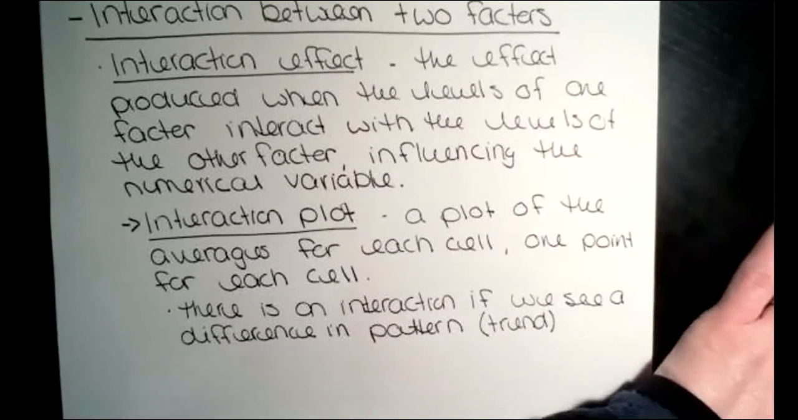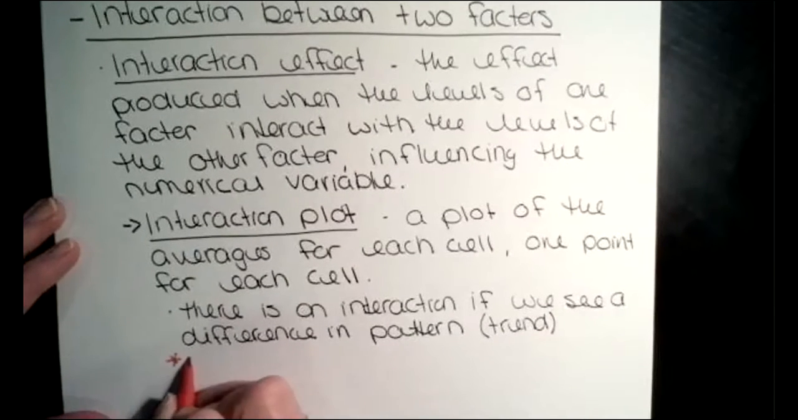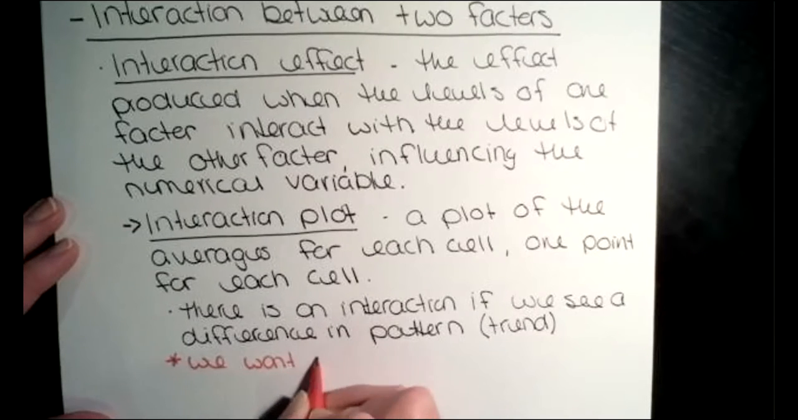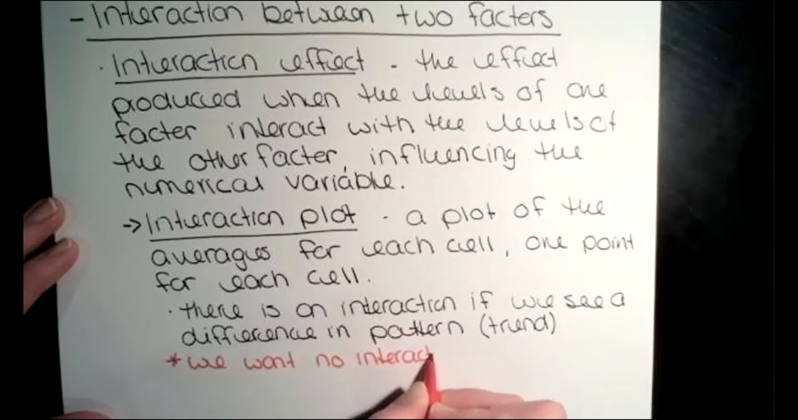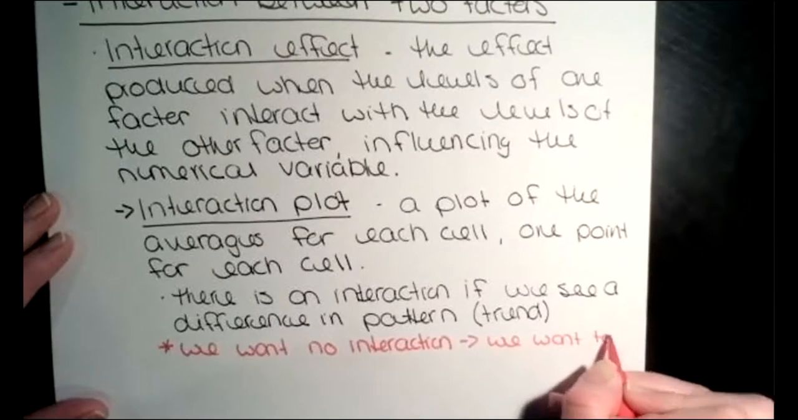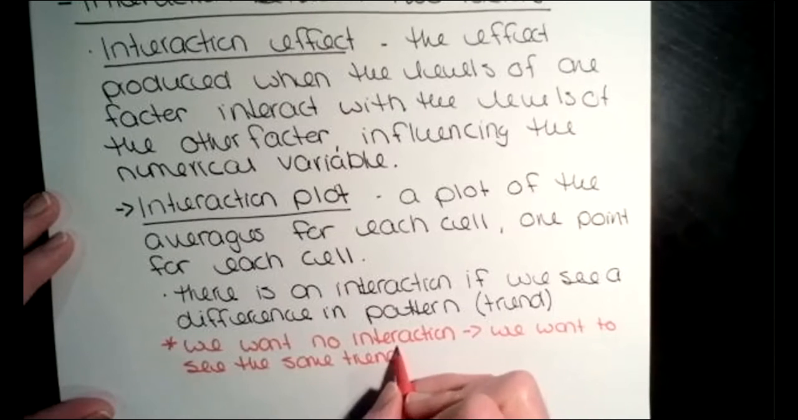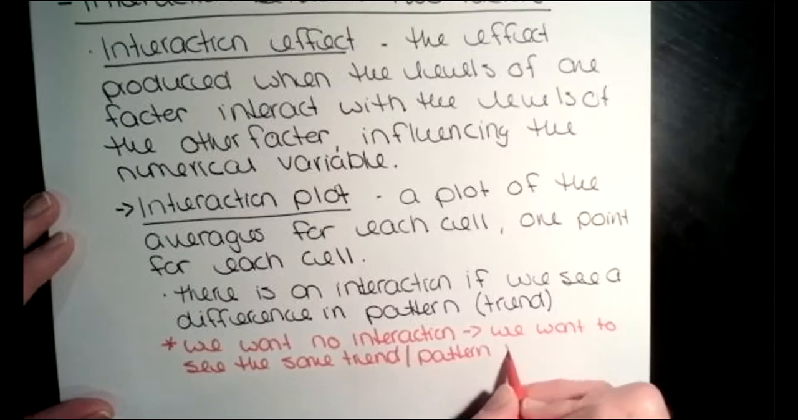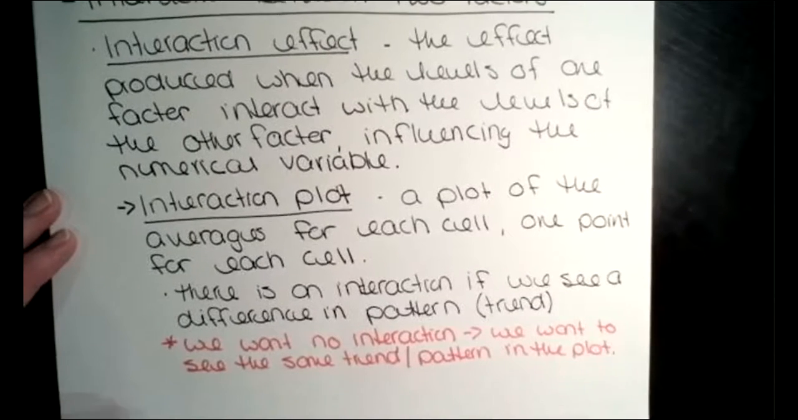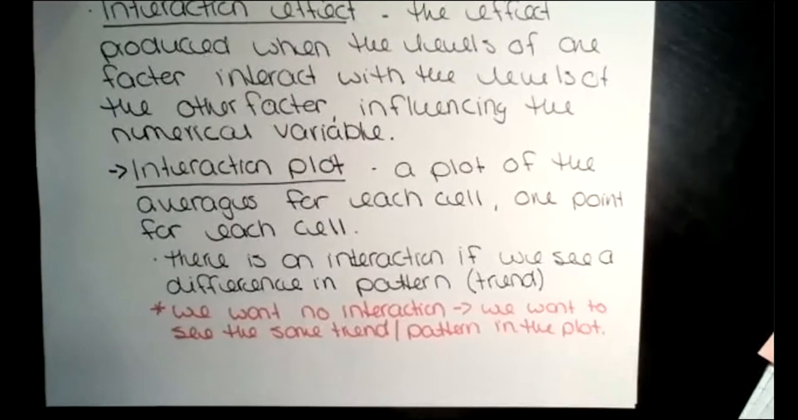So what we want to see, and I'm just going to write this in a different color. We want no interaction. So therefore, what we're looking to see is we want to see the same trend or pattern in the plot. So let's take a look at some of these plots, and then we'll go ahead and look at the test. This is just a visual. So you know how we kind of get to know the data, we have a visual. We definitely use it there, but there's a reason why we have to do this part, and I will get to that shortly. But let's take a look at our notes.